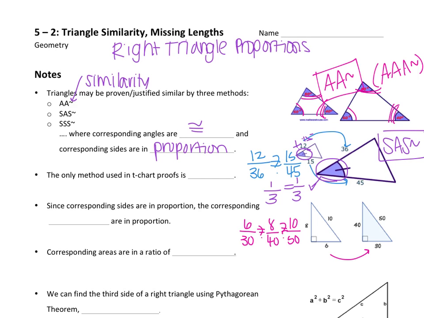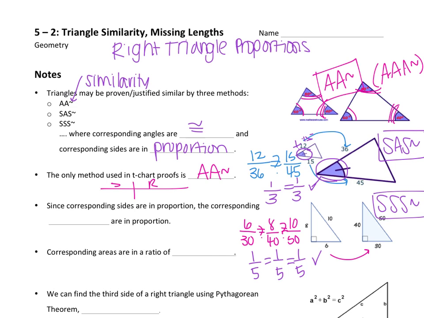And I'm just going to go back and put question marks over these because we don't know if they're equal or not. Now, when we have three pairs of fractions, it's easiest to just reduce them instead of trying to cross multiply 3 different times. So we have 6 over 30 reduces to 1/5, 8 over 40, 1/5, 10 over 50, 1/5. So again, these are all equal, which means that the triangles are similar by side, side, side similarity. Now, the only method that's ever used in T-chart proofs, where you're writing statement and reason, is AA similarity.